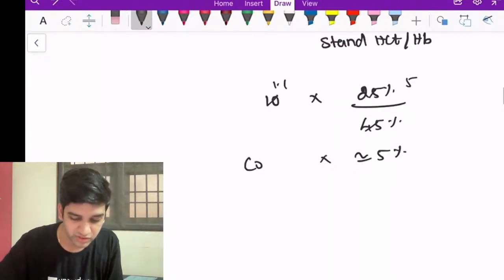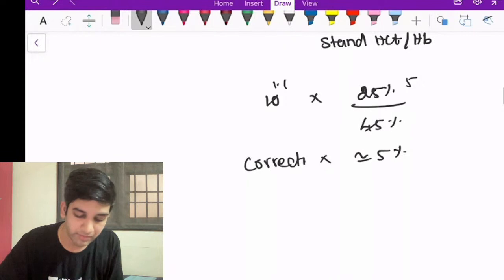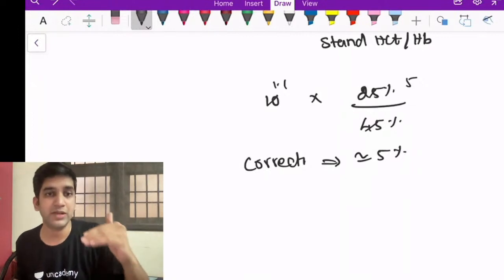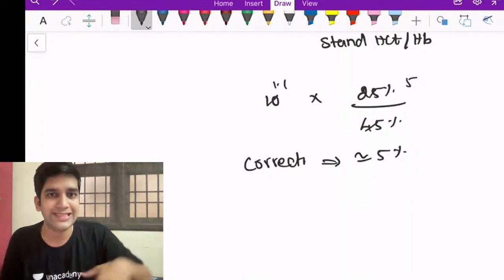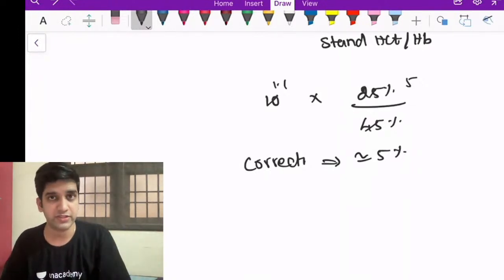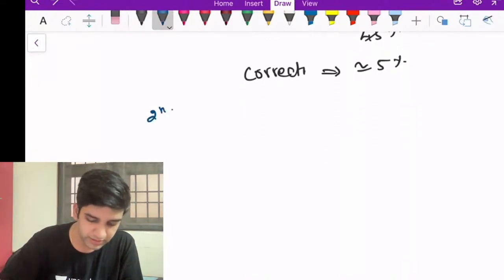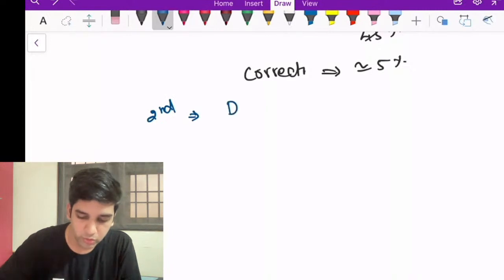So after the first correction, my retic count has dropped to 5%, which means just 5% is the response per unit of the bone marrow change here, right? This is the first thing. So what I do in the second correction is, the second correction happens for the duration of reticulocytes.